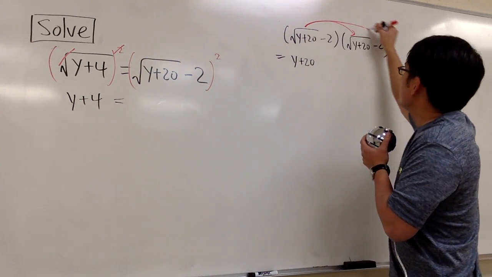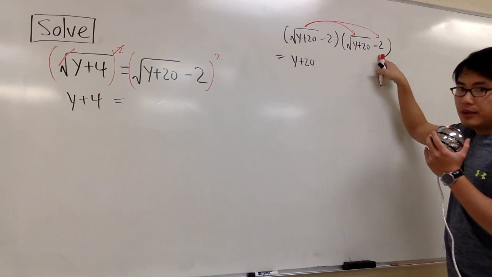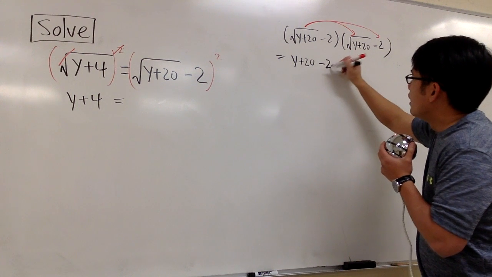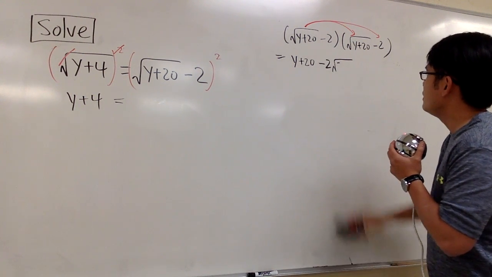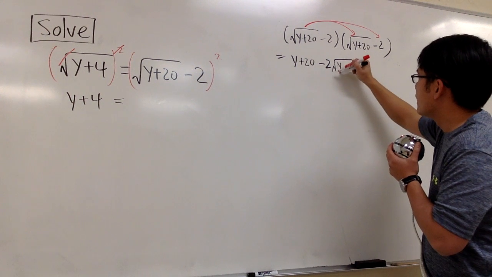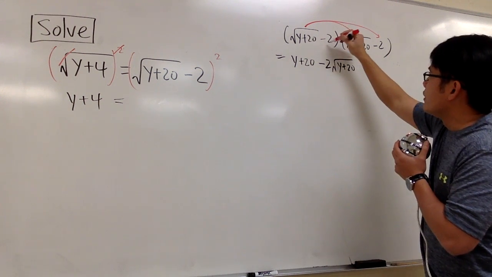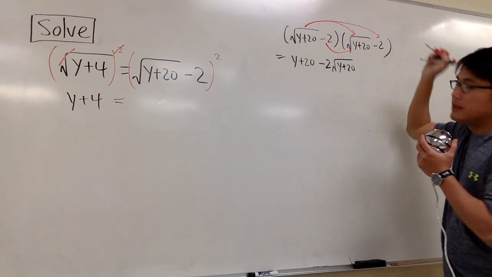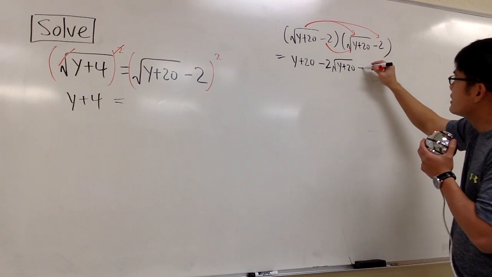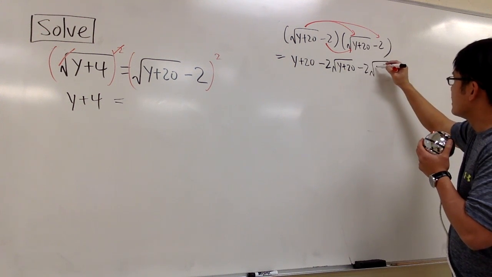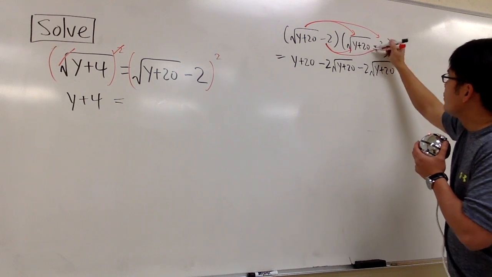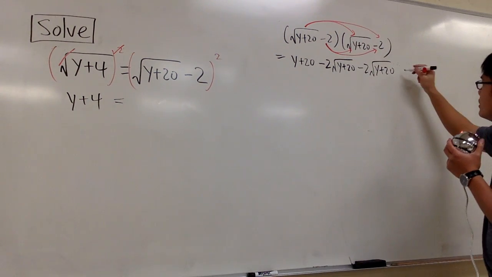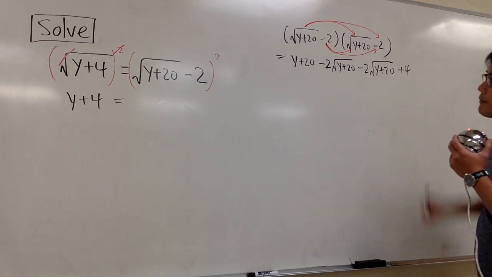Alright, and then we continue. We take the square root of y plus 20 times negative 2, and that result will be minus 2 square root of y plus 20. And then we continue, we take the negative 2 times this square root of y plus 20, that's another minus 2 times square root of y plus 20. At the end, we take negative 2 times negative 2, which is going to be plus 4.